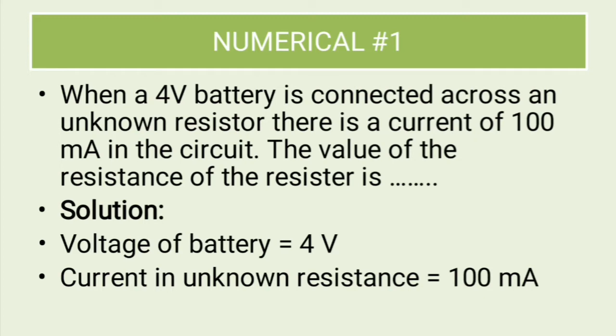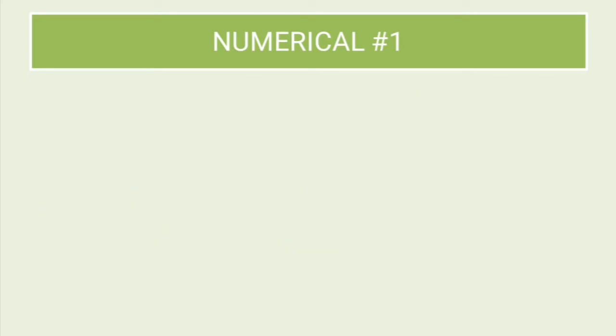The next thing that you have to think about is, before substituting these values in the formula, are they in the same system of units? In this case, the answer is no, because this is in SI system, but this is not in SI system. Current is in milliamperes, and SI unit for current is ampere and not milliampere. So we would have to convert this milliampere into ampere.